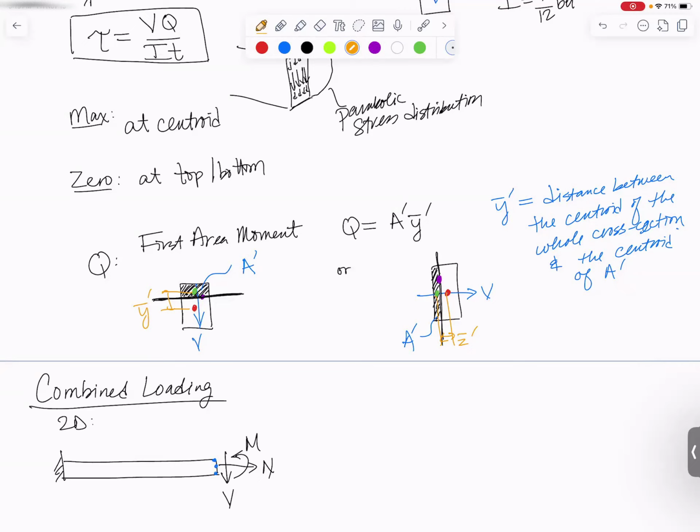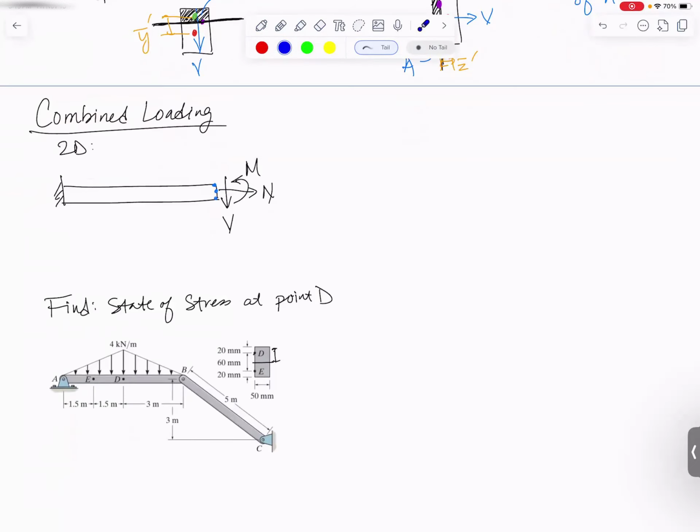And that's how we're able to figure out the stress at different locations, right? This would be for finding the stress at this purple dot location. If I wanted to know the stress over here at this end, I would use a different A prime and a different Y bar prime or Z bar prime. We now know all the different kinds of stresses that we're interested in. We know how to find the stress from normal forces, shear forces, bending moments, and torques. So we're going to put it all together in our chapter on combined loading.